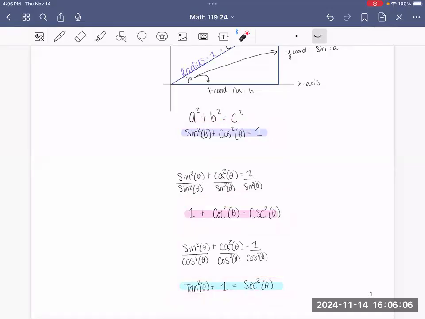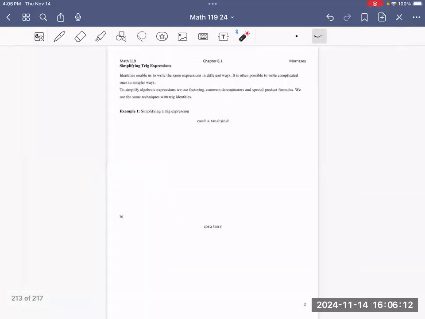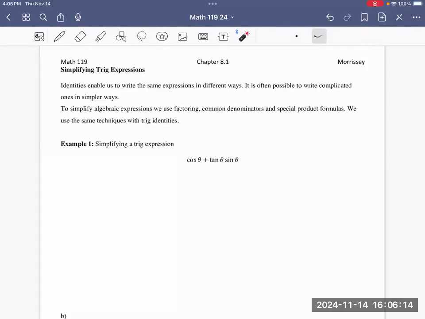So we can simplify. We might take something that's a little more complicated and then simplify it further. So let's take a look. Identities enable us to write the same expression in different ways, and it is often possible to write more complicated expressions in a simpler way. To simplify algebraic expressions, we use factoring, common denominators, and special product formulas. We use the same techniques with your trig.